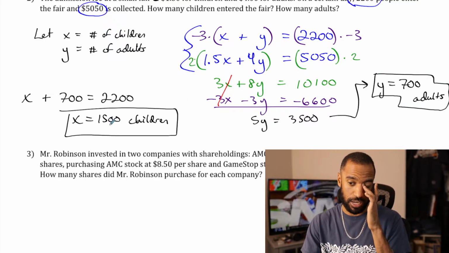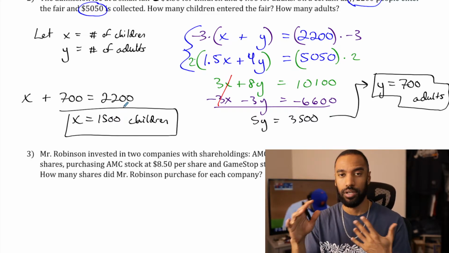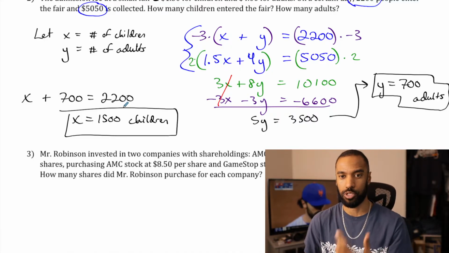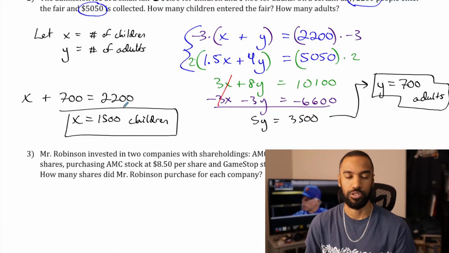See if you multiply 1,500 by $1.50 per child, then see how much money that is. Multiply 700 by $4 per adult. See how much money is collected there. See if that's a total of $5,050. It should be. But there's that right there.